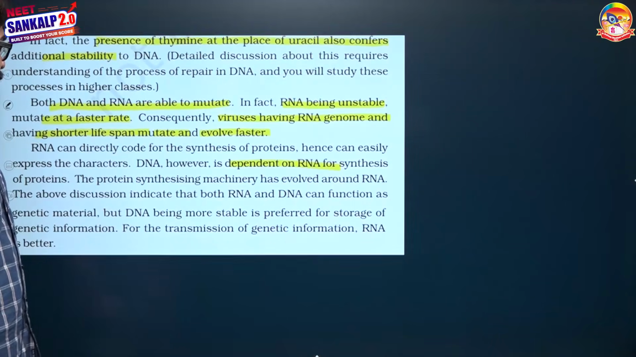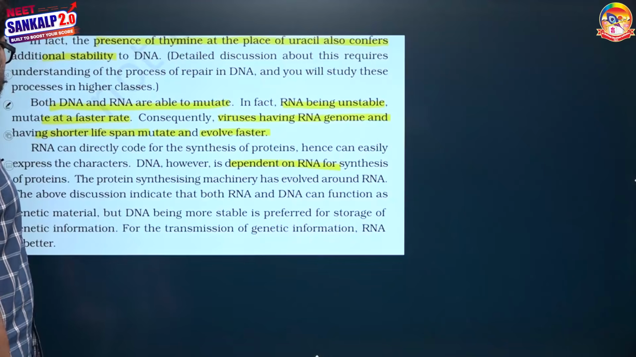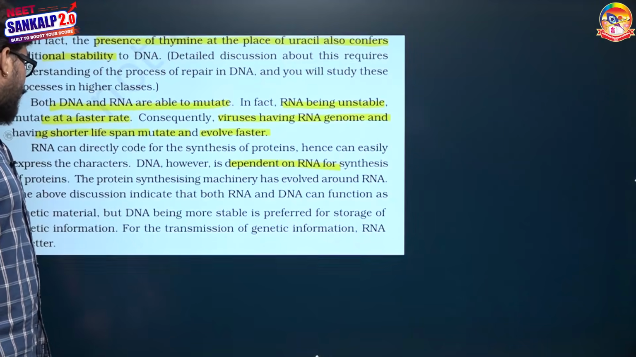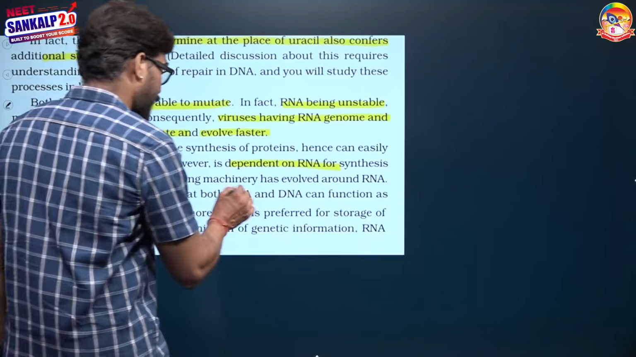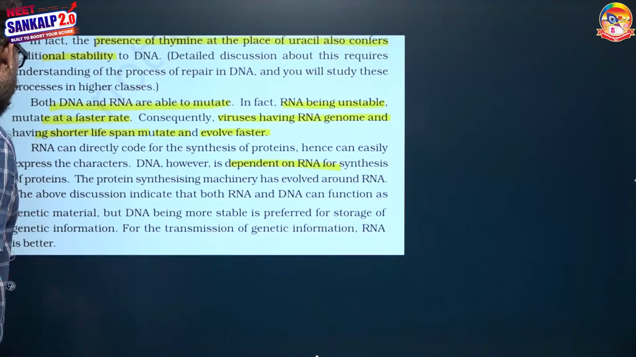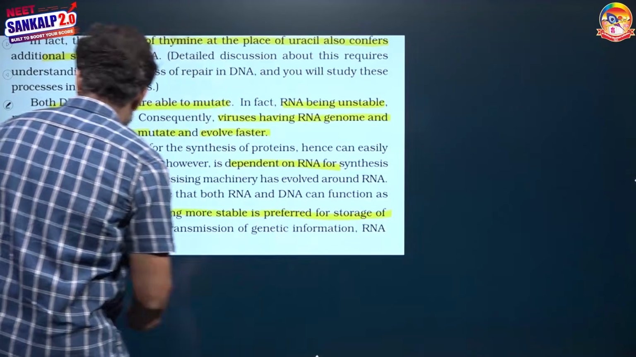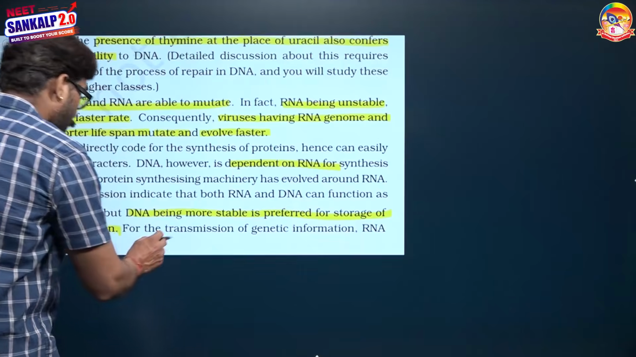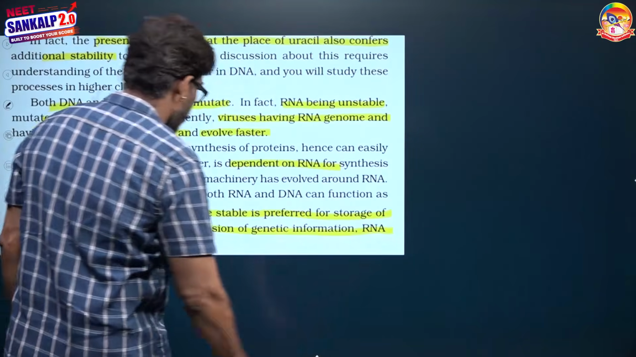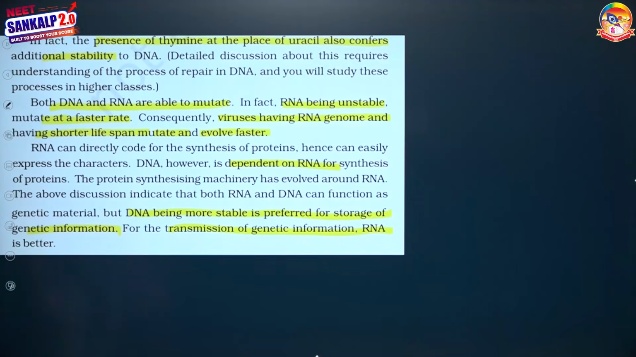The protein synthesizing machinery has evolved around RNA, and the above discussion indicates that both DNA and RNA can act as genetic material, but DNA, being more stable, is preferred for storage of genetic information. While for transmission of genetic information, RNA is better because it is not dependent on DNA to express.